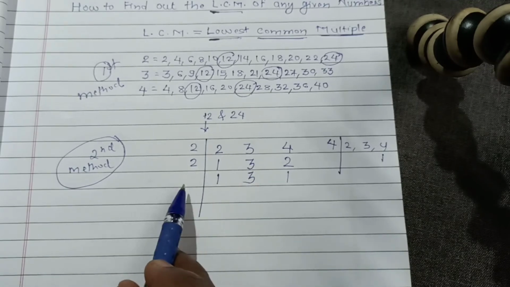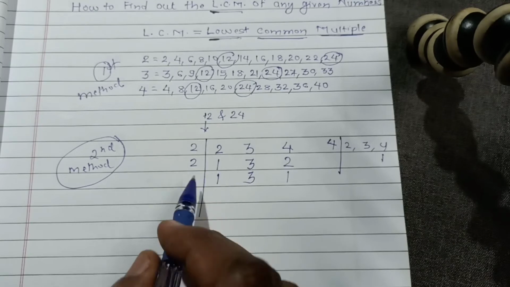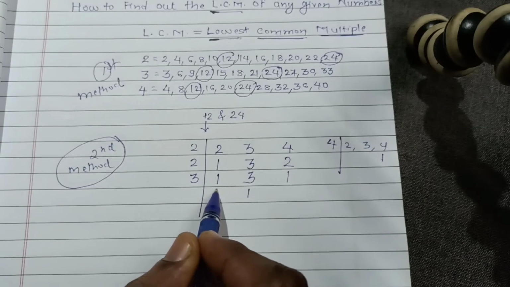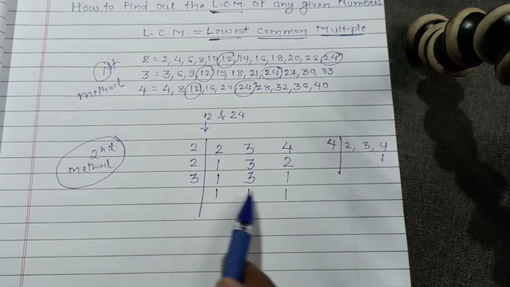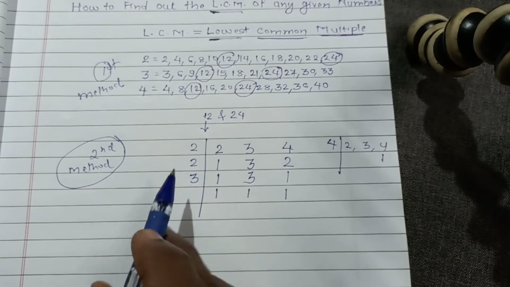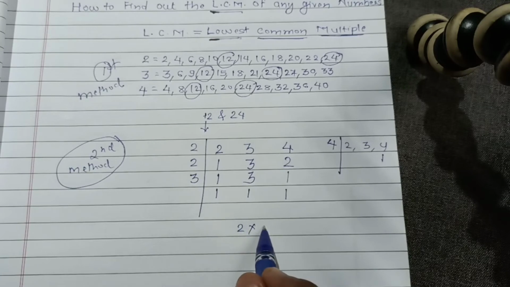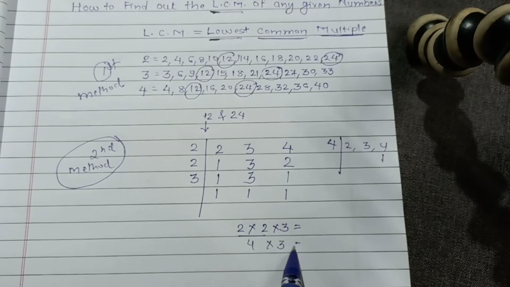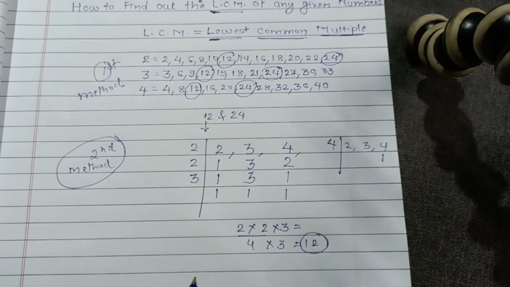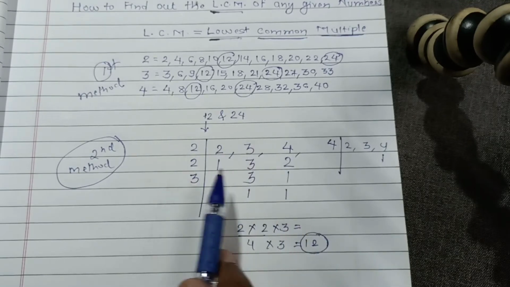2 is not divisible, so that's why you have to consider the next number, that is 3. So 3 ones are 3, and then you have to write this 1 as it is, 1, 1. If you get 1, 1, 1 everywhere, that time you have to stop and multiply these prime numbers. So 2 multiplied by 2 multiplied by 3. If you multiply this, 2 into 2 is 4, 4 multiplied by 3 is 12. So 12 is the lowest common multiple of 2, 3 and 4. This is the second method to find out the LCM of any given number.